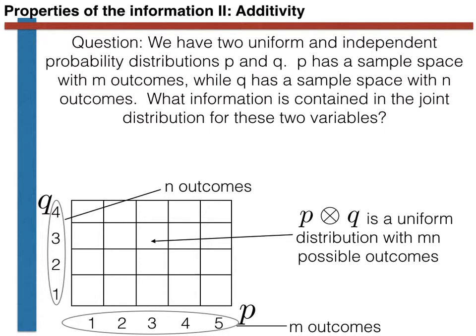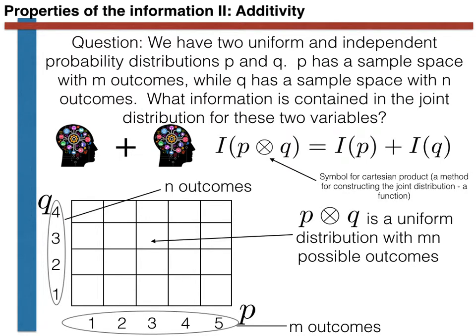Let's now consider the information in this joint probability distribution. We know from our fourth property of the information functional that the information is additive. This means that the information for the joint probability distribution function must be equal to the sum of the informations for the probability distribution functions P and Q as shown here.